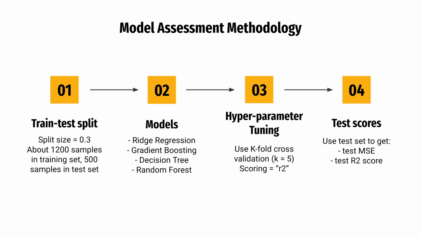Then we proceed to model assessment. For both Lyft and Uber datasets, we first did a train test split with test size equal to 0.3. Then we established 4 models to predict the prices for both Lyft and Uber. They were ridge regression, gradient boosting, decision tree, and random forest. Next, we utilized k-fold cross-validation to perform hyperparameter tuning for each model. Finally, with the optimal hyperparameters obtained, we used the test set to calculate test mean squared error and test R2 scores for each model.